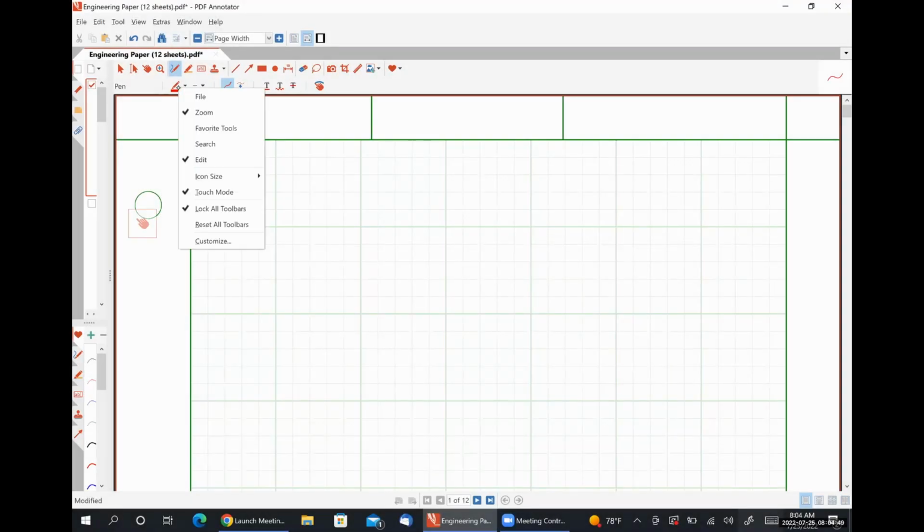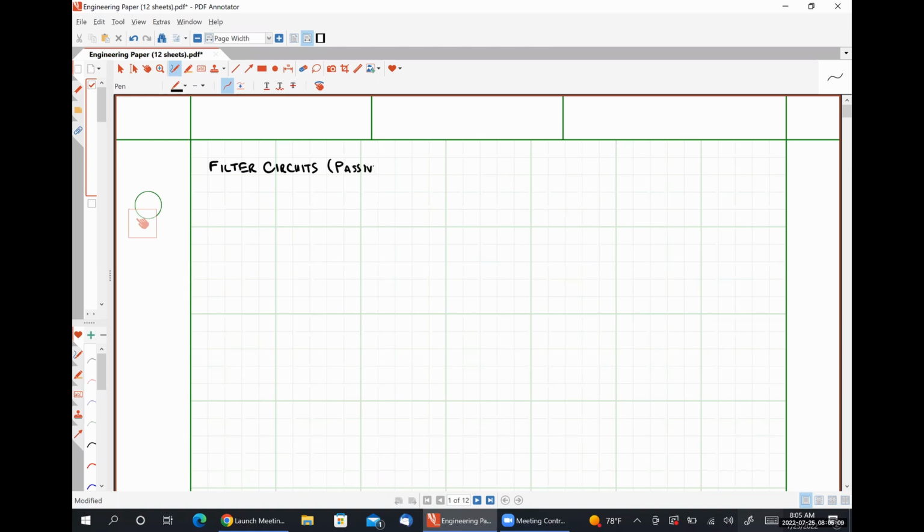So as I was saying a moment ago, today we are going to be talking about filter circuits. Specifically, we are going to look at passive filters in Circuits 2. And this topic, along with active filters, will be revisited in Circuits 3 in the fall. So let's kick things off by discussing what a filter circuit does.